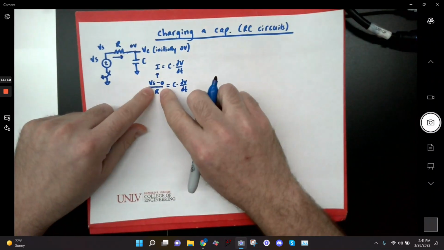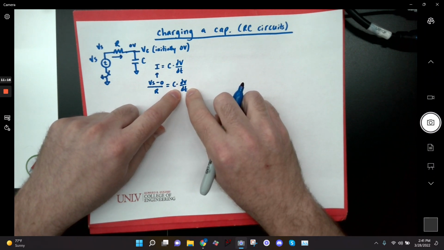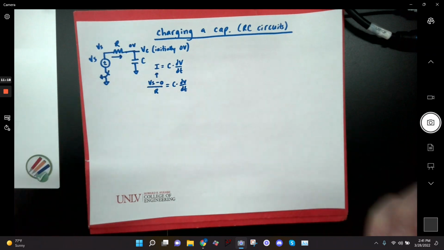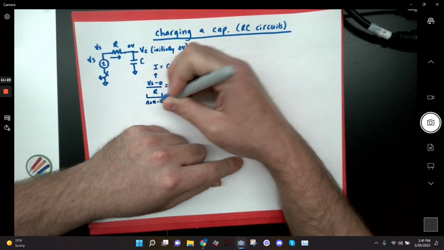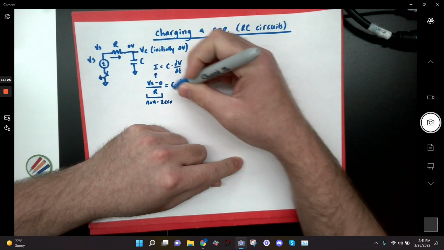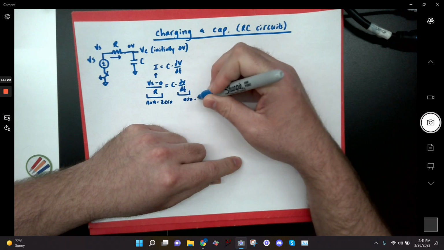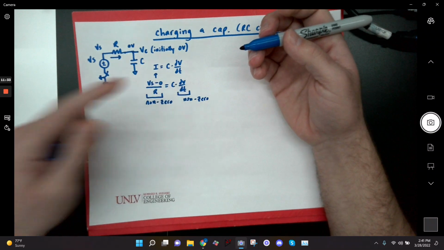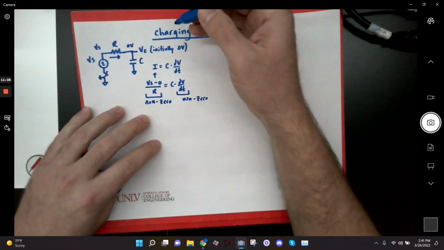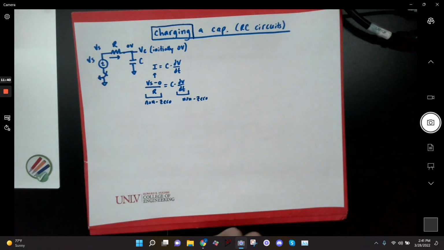And so then, since this current is non-zero, that means that my change in voltage across the capacitor with respect to time is non-zero, right? If this term over here is non-zero, and this C is constant obviously, then that means that this term over here has to also be non-zero, which means that my voltage across my capacitor is changing with respect to time. Thus, it's charging, right? Okay.